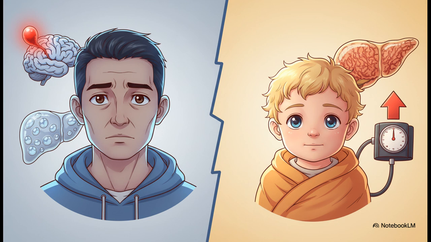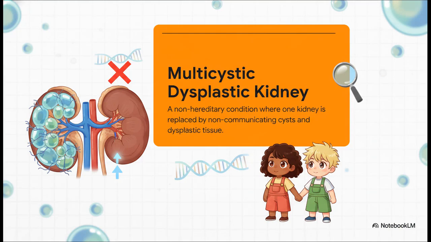But on the right, you have the pediatric form, ARPKD, and look at the difference. In the liver, you see fibrosis, not cysts, and these poor kids get terrible hypertension and can go into renal failure really early on. Now, to round out that pediatric differential, there's one more you gotta know, multicystic dysplastic kidney. And here's the curveball. This one is not hereditary. It's just a fluke of development where one kidney doesn't form right and is basically useless from birth.